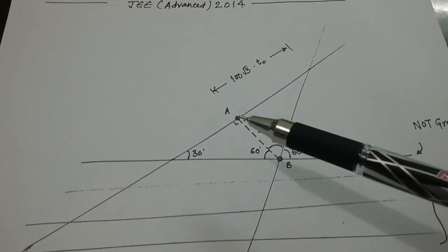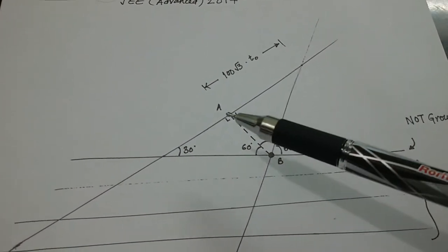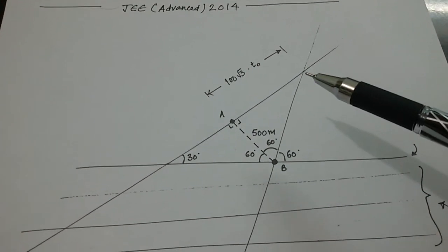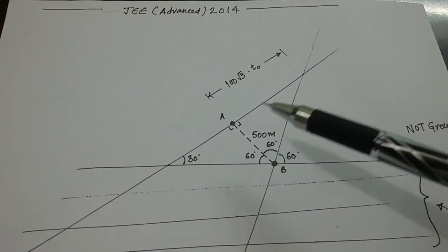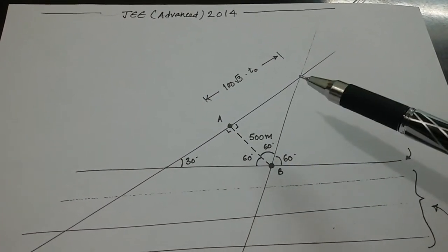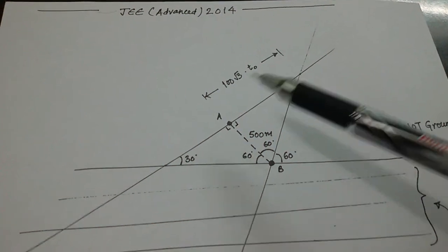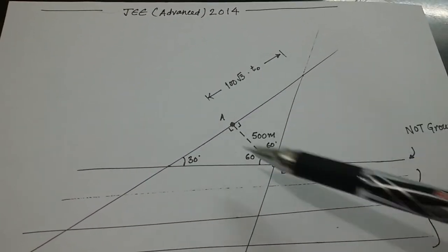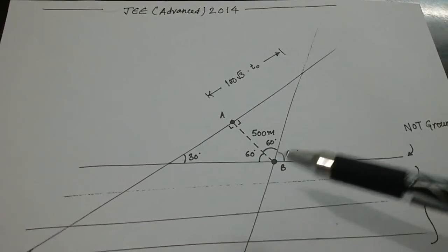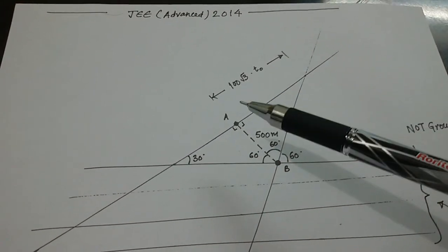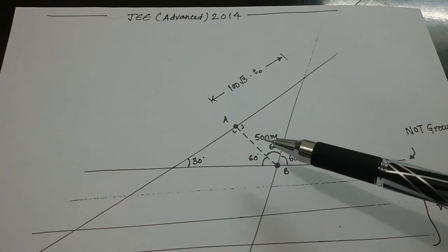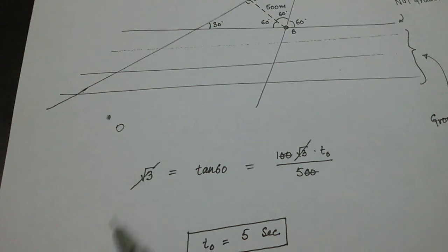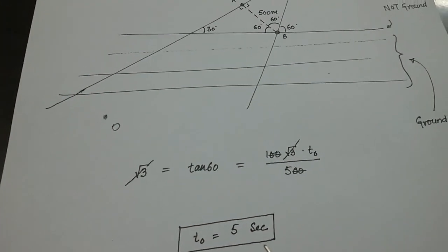500 meter, and A and B, this is the situation at t equal to 0, and at time t naught the collision just happens. That means what would be this length? This length will be 100 root 3 t naught. 100 root 3 is what? The given speed of A. So in this triangle, can we write cos 60? Cos 60 is what? This length 100 root 3 t naught divided by 500. That is our cos 60. So this is the only thing we need to write. It is a verbal calculation: 5.